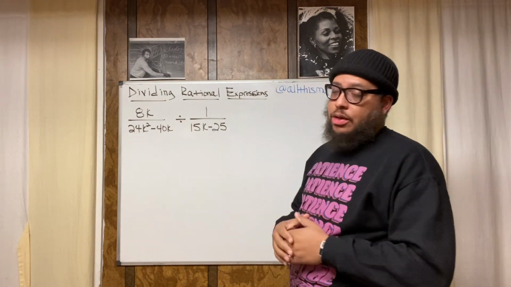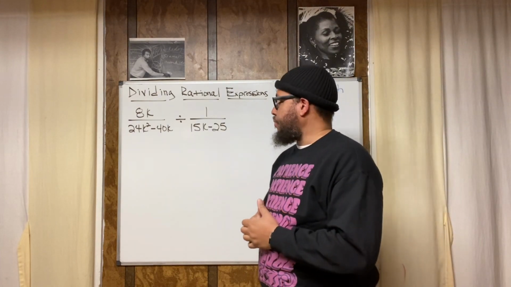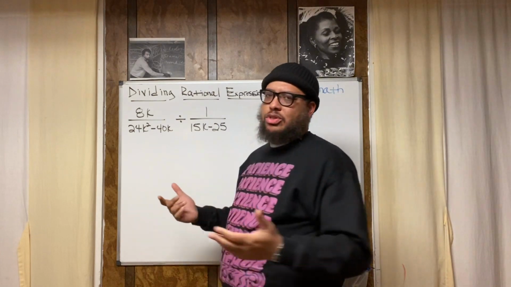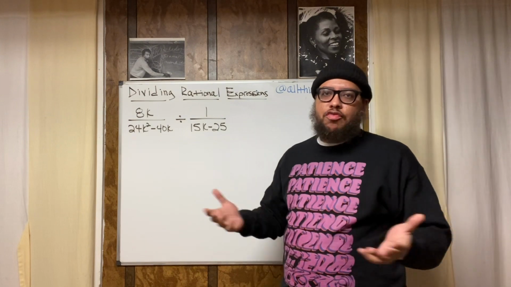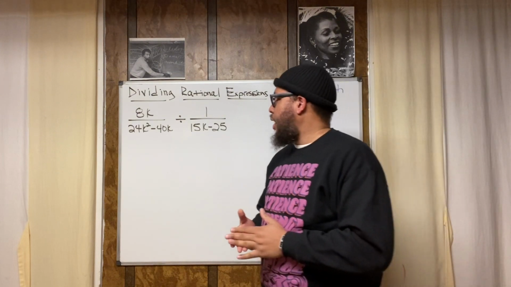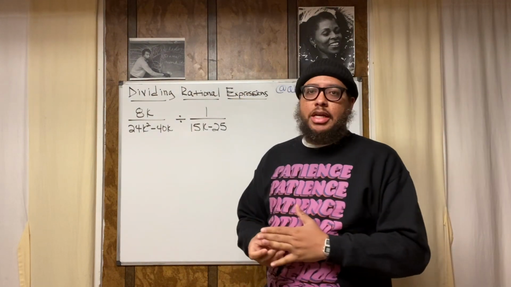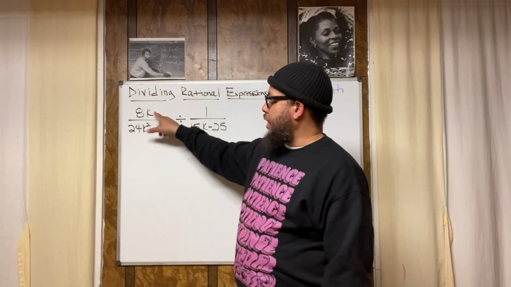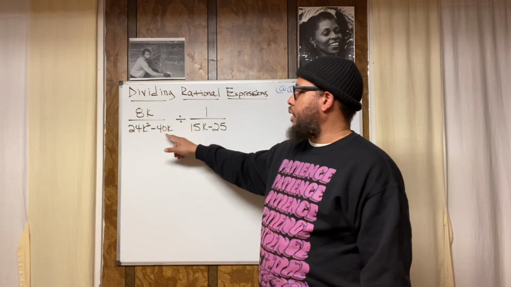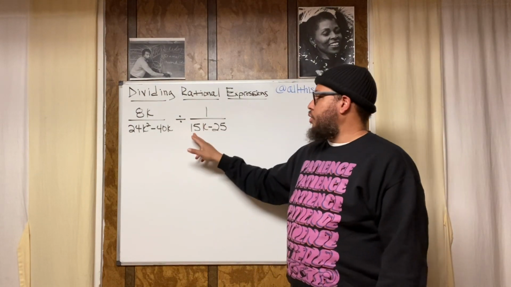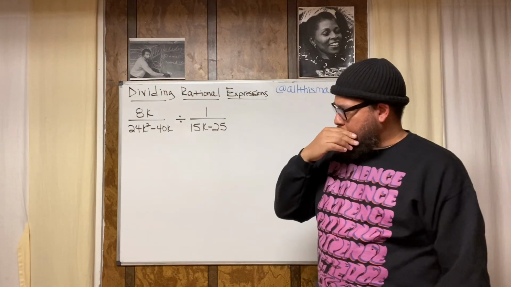So here, as I said, we're dividing rational expressions. First off, what does it mean? What is a rational expression? A rational expression, let's just say it's a fraction. An expression that can be represented as a fraction, such as 8k over the quantity of 24k squared minus 40k, or 1 over the quantity 15k minus 25.